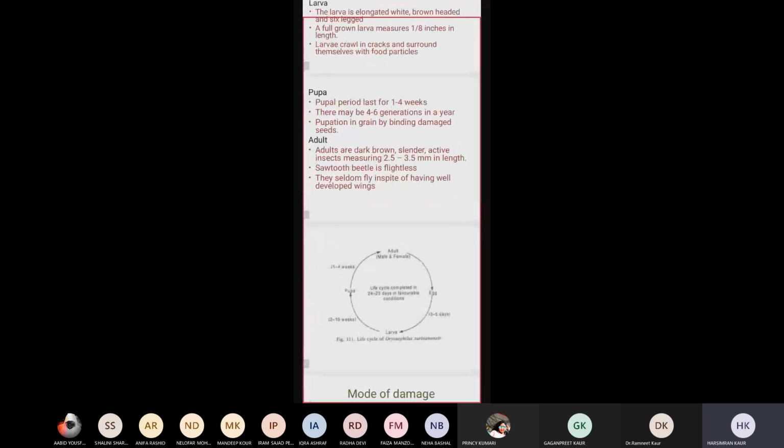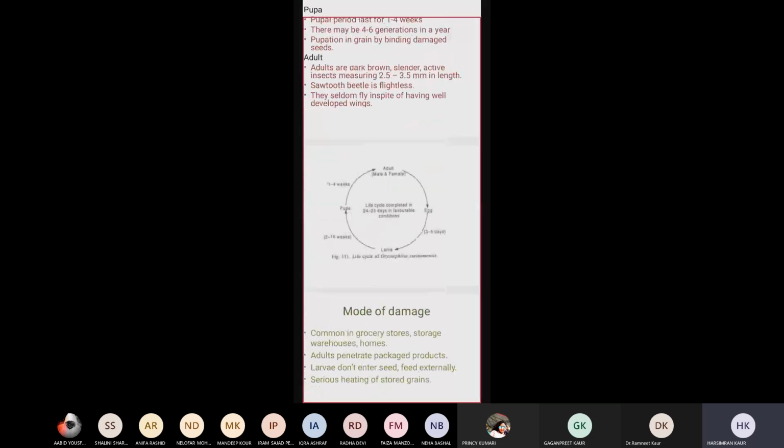Oryzaephilus surinamensis. Now, firstly, eggs hatch in 3 to 5 days and change into larva. The larval period lasts for 2 to 10 weeks and it changes into pupa. Then pupation takes place in 1 to 4 weeks and it further changes into adult. The life cycle is completed in 24 to 25 days depending upon favorable or unfavorable environmental conditions. In favorable conditions, it is usually completed in 24 to 25 days.